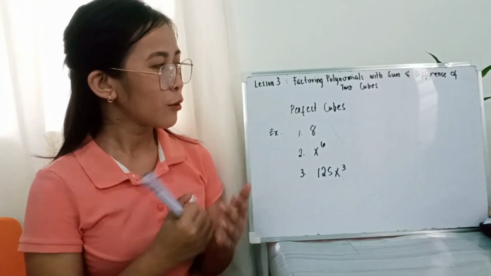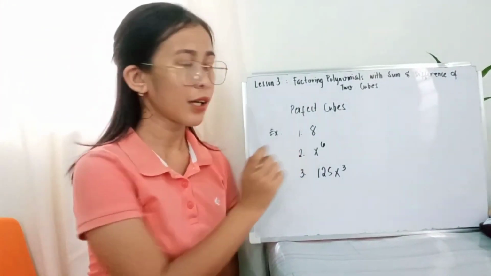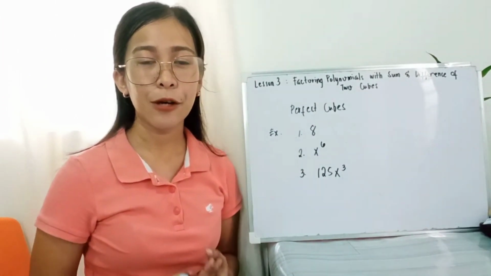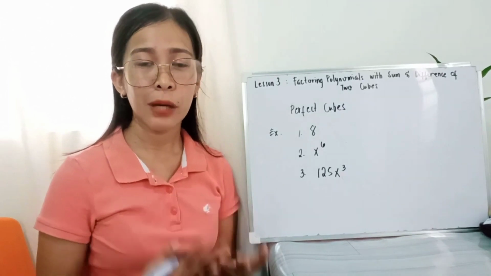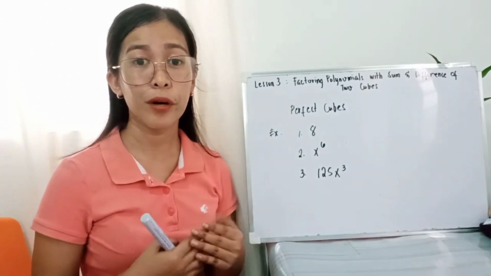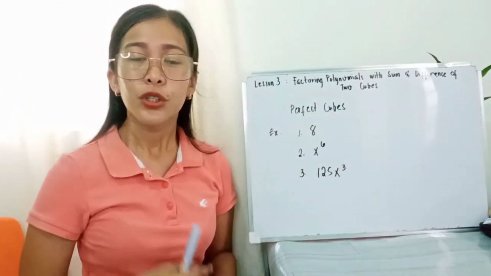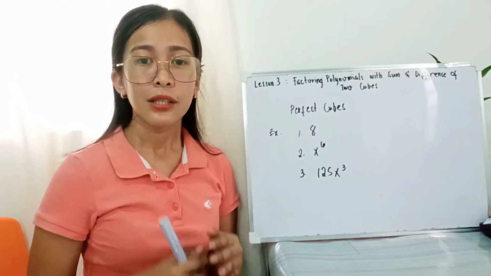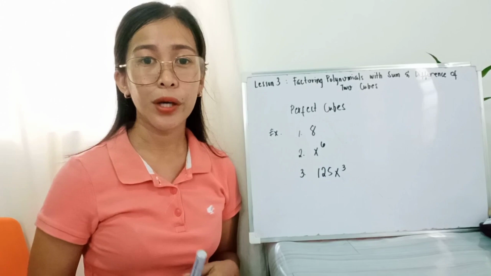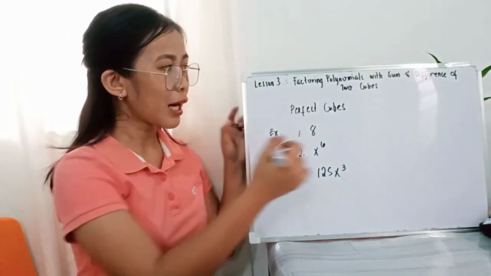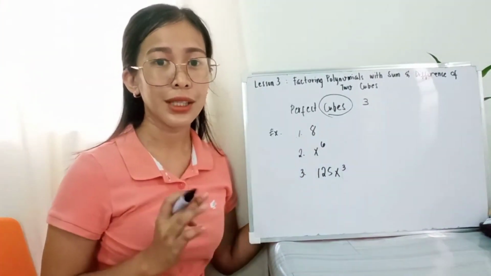Alright? So, bago natin ito simulan, kailangan may knowledge muna kayo about perfect cubes. So, di ba may tinatawag tayong perfect squares? Yung perfect squares, these are numbers or expressions that we could express to the power of 2, right? Ngayon, perfect cubes naman tayo. So, when we say perfect cubes, these are numbers or expressions that can be expressed to the power of 3. Okay? Cubes means 3 or exponent of 3.